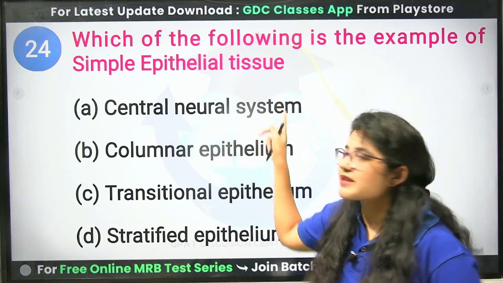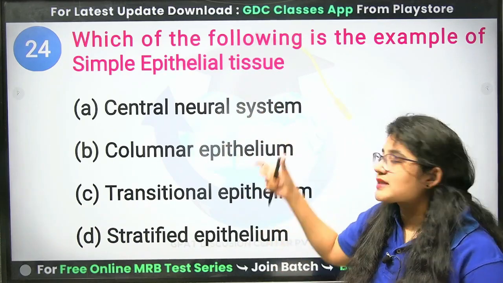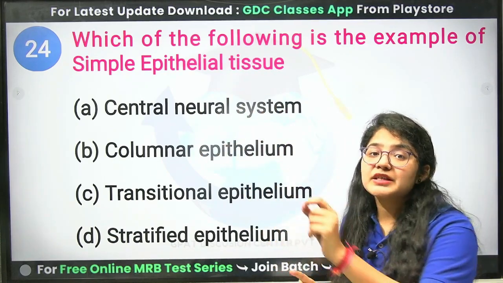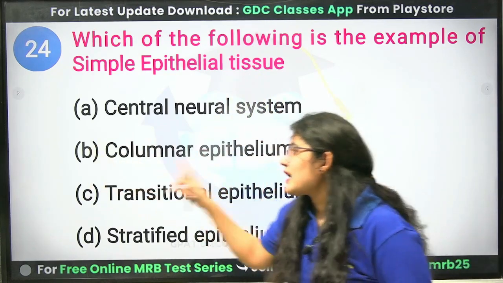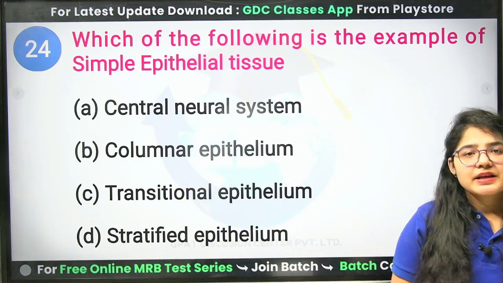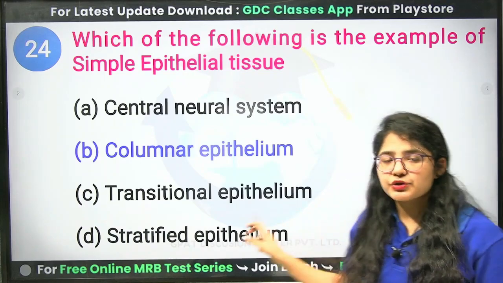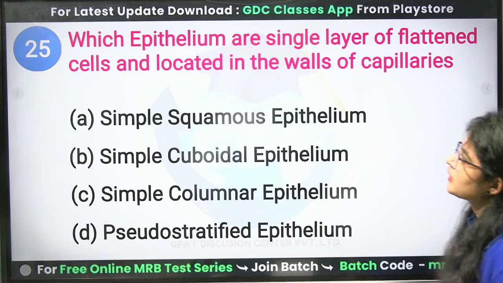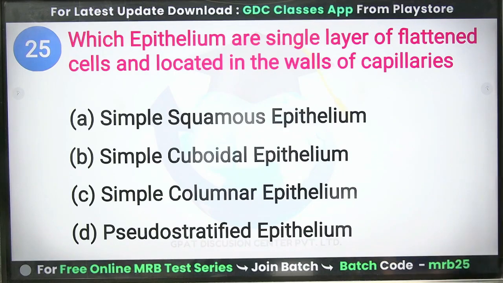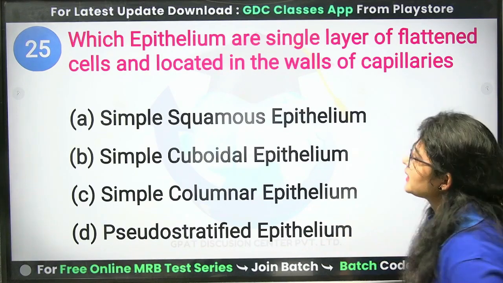Central nervous system, your central neural system is the type of your nervous tissue, not a type of epithelial tissue. Then next we have the columnar. This is the simple epithelial tissue. Clear? Okay. Next question. Which epithelium are single layer of flattened cells and located in the walls of capillaries?